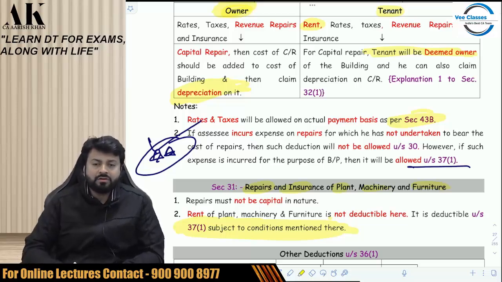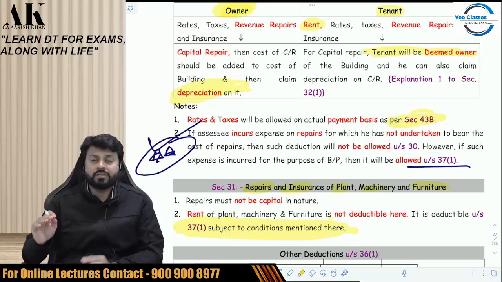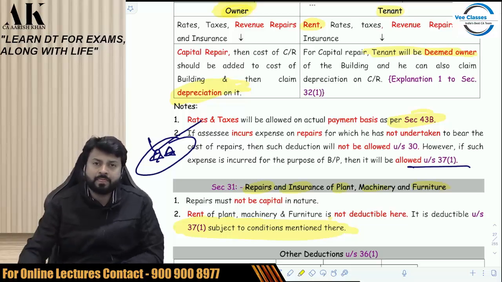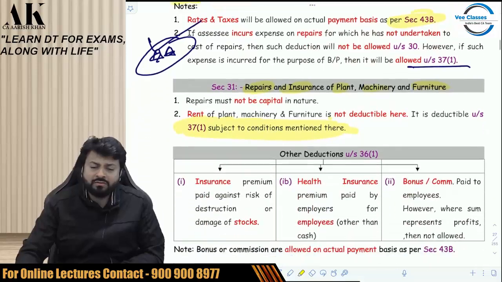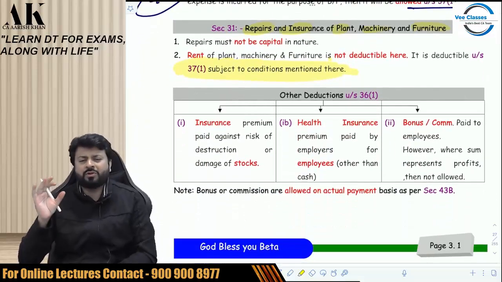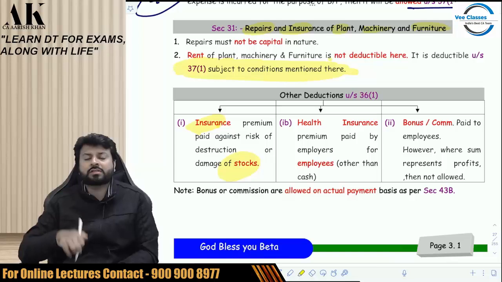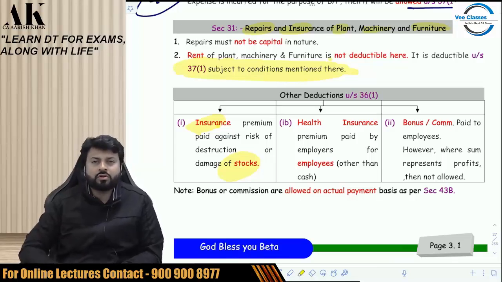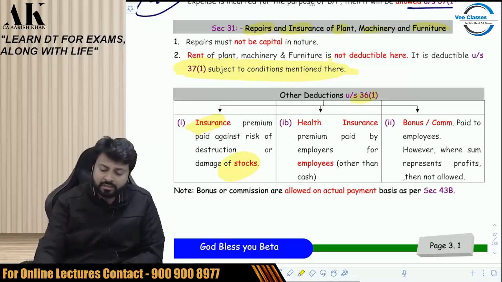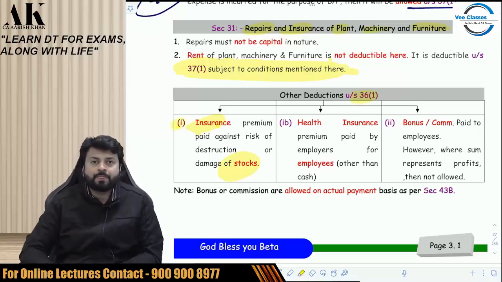Now coming to the next section. The next section which we are doing is not 33, 34 or 35. Those are sector-wise deductions, which are going to come in the next topic. Now we are going to do some other small deductions. Like if you pay insurance premium for securing your stocks, to secure your stock in trade, yes, you will get deduction under section 36(1) clause 1. Okay, so this is an insurance premium for your stock.